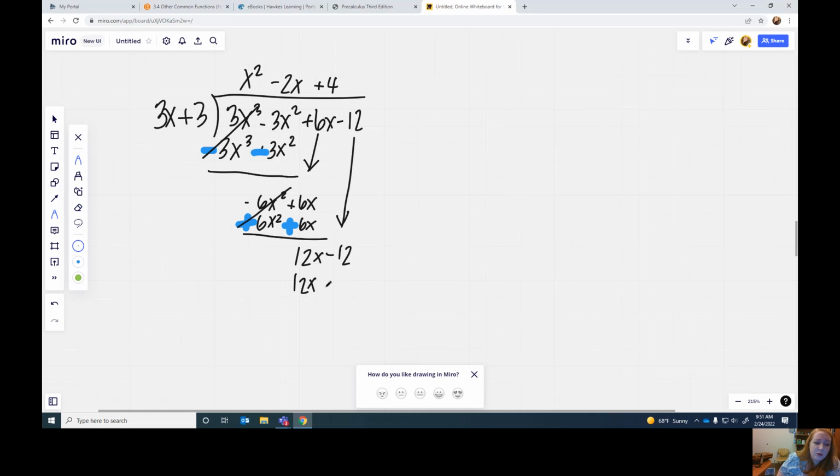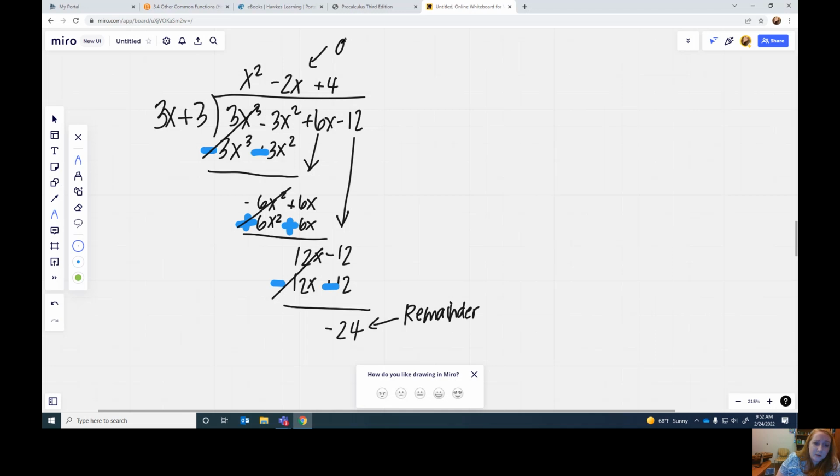4 times 3 is 12, plus 12. All right, draw your line, flip the signs. Minus, minus. 12x minus 12x cancels. Negative 12 minus 12, negative 24. That's our remainder. There's nothing else we can drop down, so we're done.